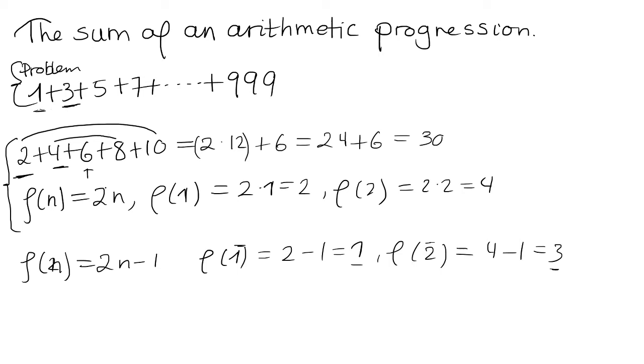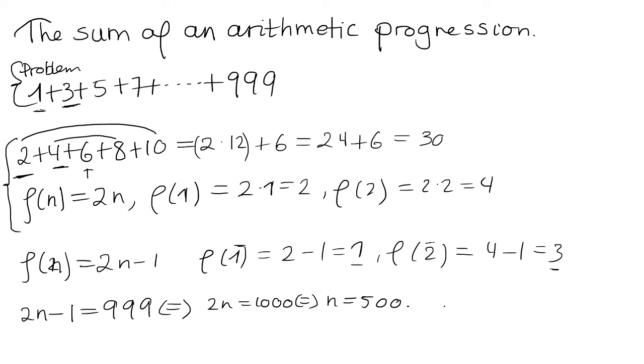And now we want to figure out something else. We want to figure out how many terms there are in the arithmetic progression. Well, we can simply say that 2n minus 1 is equal to 999 if and only if 2n is equal to 1000, if and only if n equals 500. So we can see that the progression of the original problem contains 500 terms. Okay, so that is some good news.